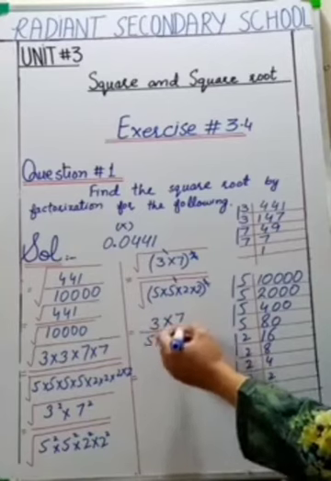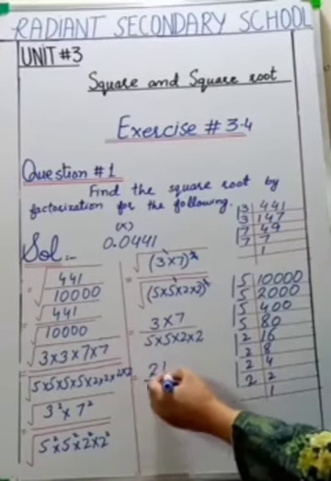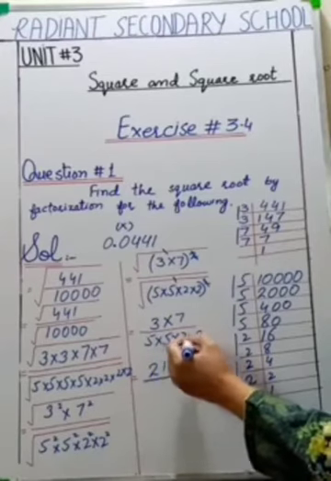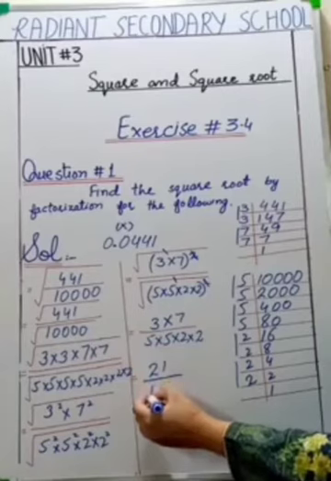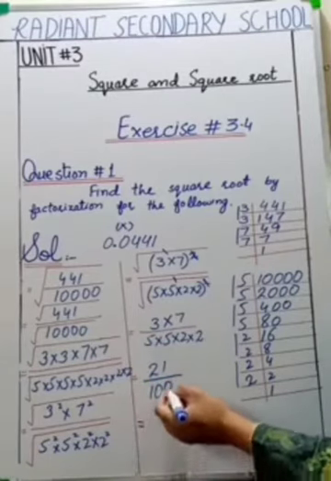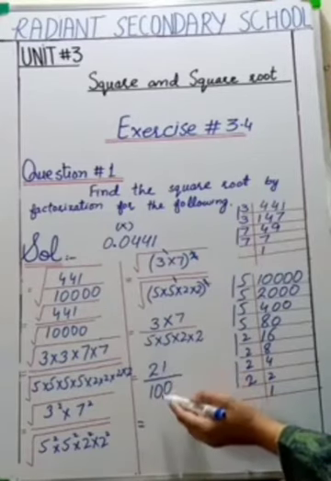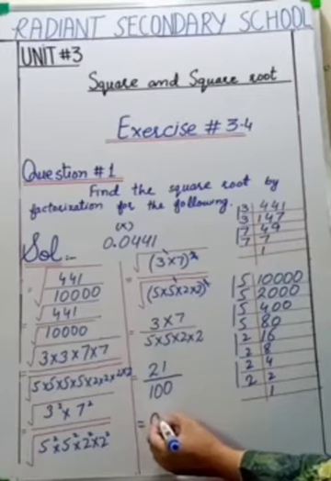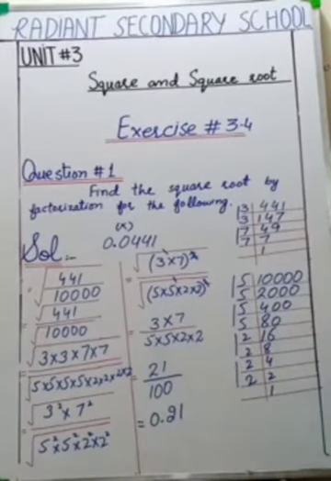Now multiply the factors. 3 sevens are 21, over 2 twos are 4, 4 fives are 20, 20 fives are 100. And at the last, you will convert the answer into decimal again. So when I divide 21 by 100, the answer will be 0.21. Class, I have done 2 parts for you. The remaining parts you can do from your PDF.